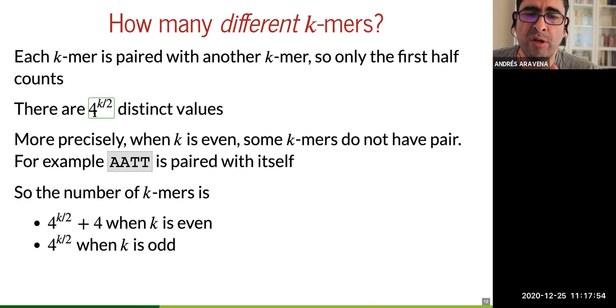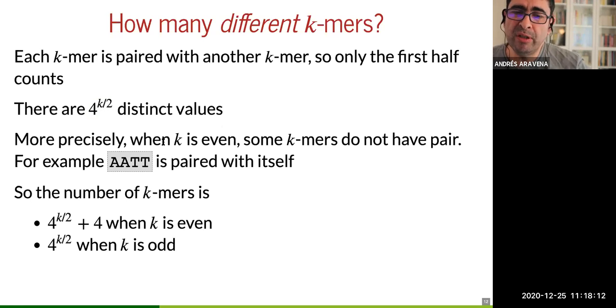I essentially say that you need 4 to the power of k over 2. So if you have, let's say, k equal 6, you need 4 to the power of 3 because you have pairs.